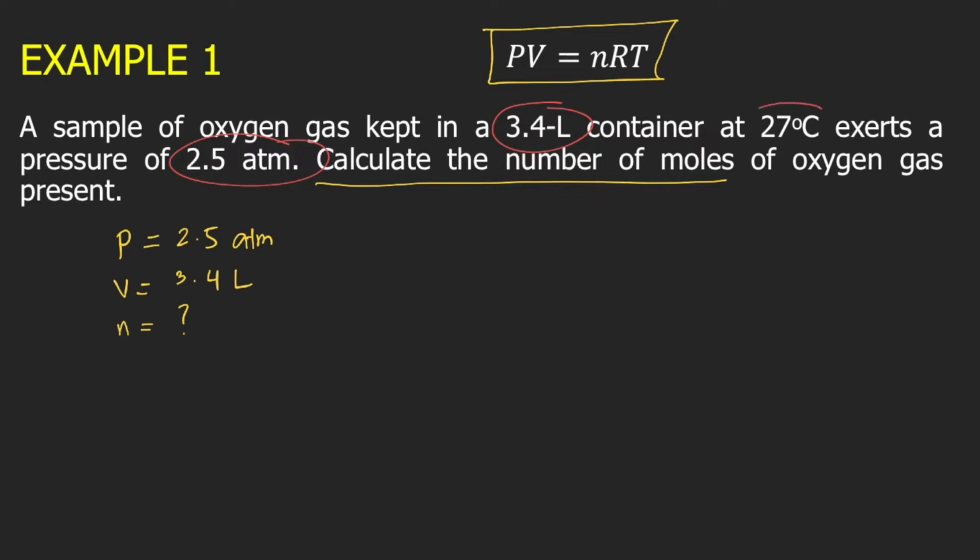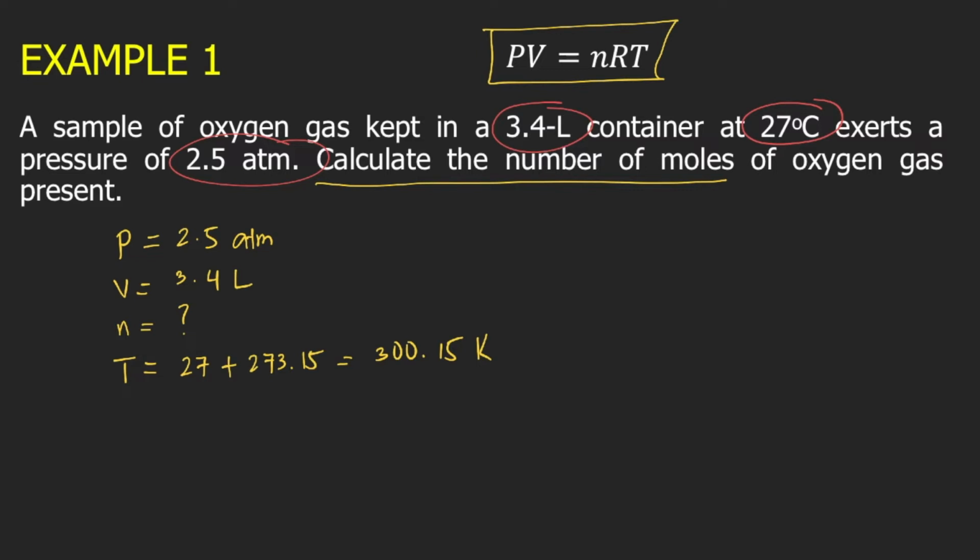Now 27 degrees Celsius is our temperature, but remember, we previously discussed that the temperature must be in Kelvin if you are solving ideal gas law problems. So to convert 27 degrees Celsius into Kelvin, you just add 273.15 to 27, and this is equal to 300.15 Kelvin. So this will be your temperature in Kelvin.